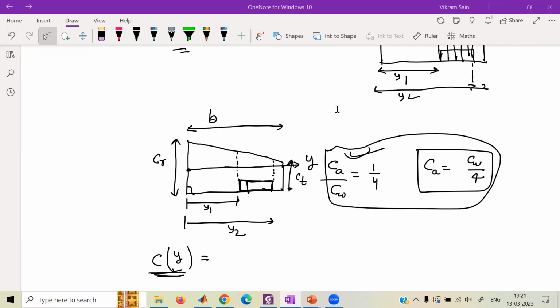In terms of CR and CT, or rather you can take lambda. That is more convenient. Lambda is CT divided by CR. So CT you can easily replace by lambda CR. CR is known to you already in that question.